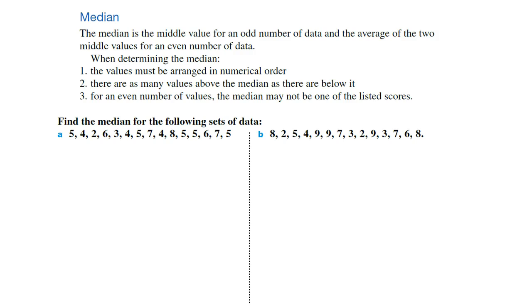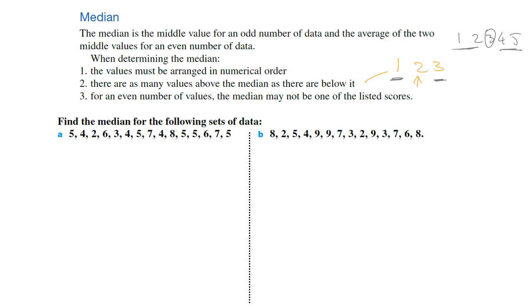So when I did my example before, where I had 1, 2, 3, my middle number has one number here and one number there. If I go 1, 2, 3, 4, 5, my middle number's there. I've got 2 numbers there, 2 numbers there. That's what we mean when we're talking about that. For an even number of values, the median may not be one of the listed scores. I'll give you an example of that when we actually do it. Okay, so let's have a look at this first set of data. For A, we need to put in numerical order.